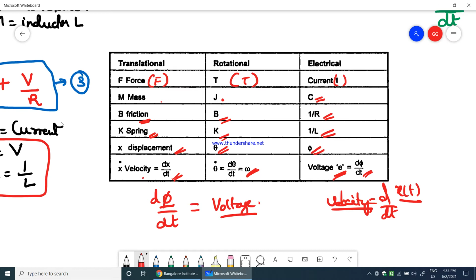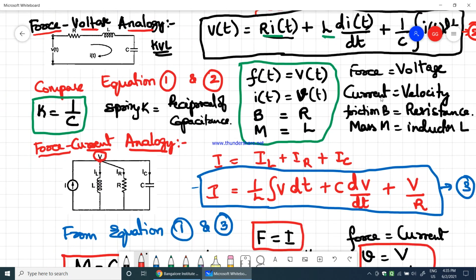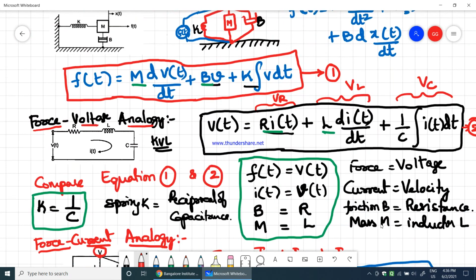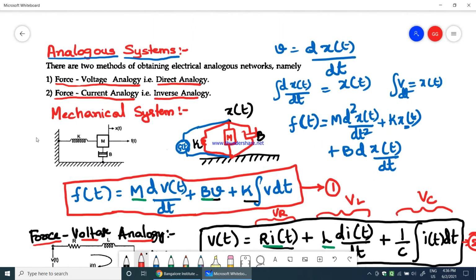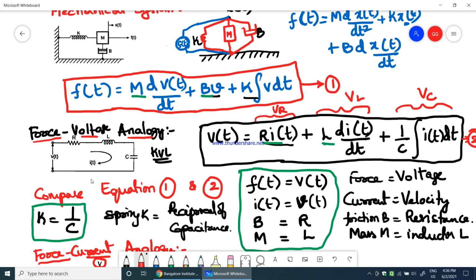I have taken just a small example to understand the concept of how to write the analogous network with these 3 circuits. Okay, so I took a small mechanical system with all 3 components interconnected. Similarly, I took a simple loop. So for force voltage, always the diagram will be loop-wise, in a mesh type. I took all 3 components connected in series and I compared this equation with this equation to write the force voltage analogous network.